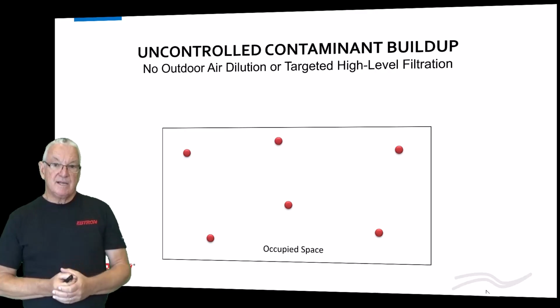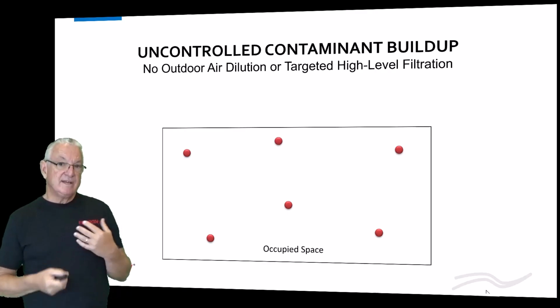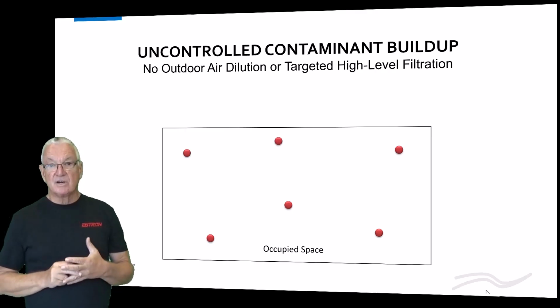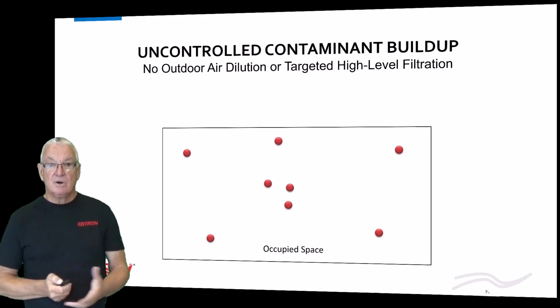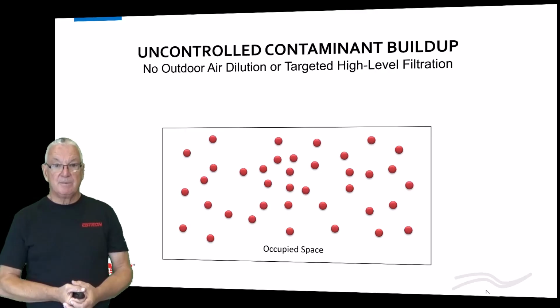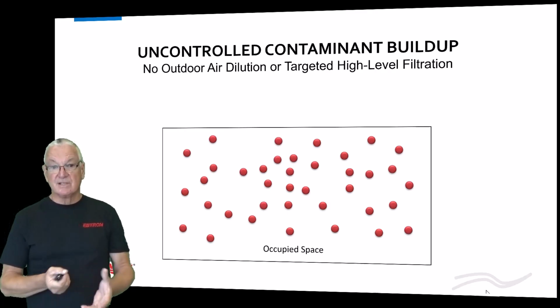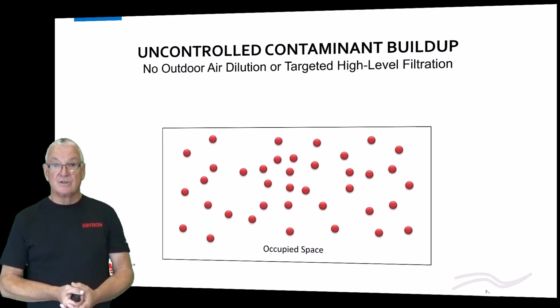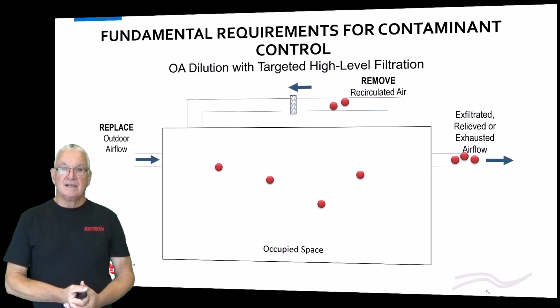All right, again trying to keep it simple, here we have an occupied space, that's that box, and there's some degree of contaminants in that space. But if we don't have any outdoor air for dilution, or we don't have any targeted high-level filtration, meaning filtration that we know is going to remove the contaminant of concern, the contaminant level will just build up. And going back to COVID, that's kind of exactly what happened. People that went home sick got everybody else sick because, let's face it, residences have probably the worst HVAC systems. They have very little outdoor air, and very poor filtration. But it could be any contaminant of concern. All right, so what do we do?